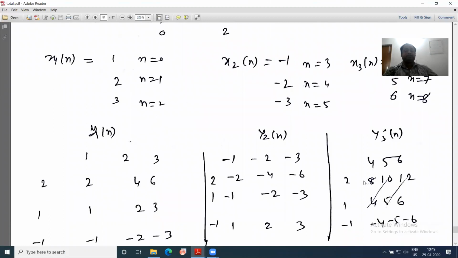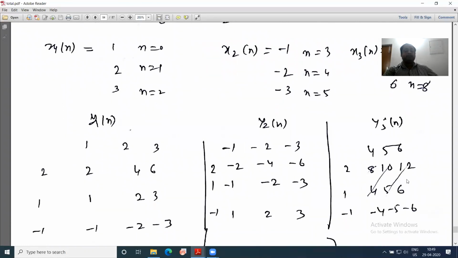Now, x3 of n, if you multiply by 2, 2 into 4 is 8, 10, and 12. Then if you multiply with 1, this will be 4, 5, 6. If you multiply with minus 1, that is minus 4, minus 5, minus 6.